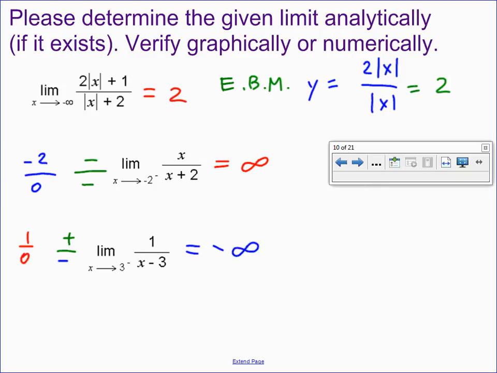Raise your hand if you already had negative infinity. Great, and thanks for your help, you guys. Way to go. That's awesome.